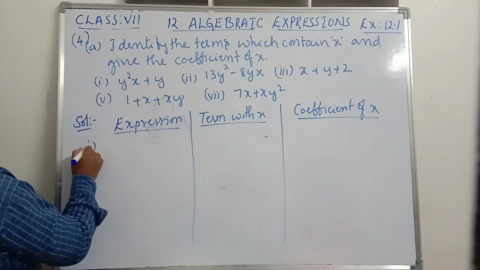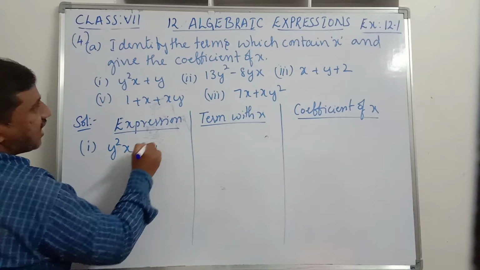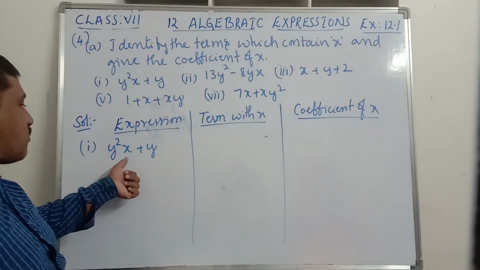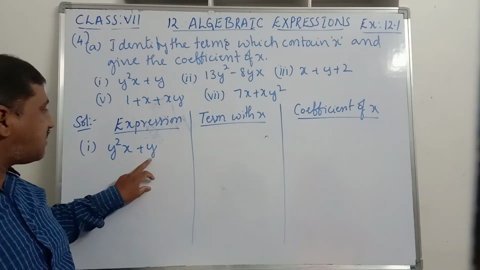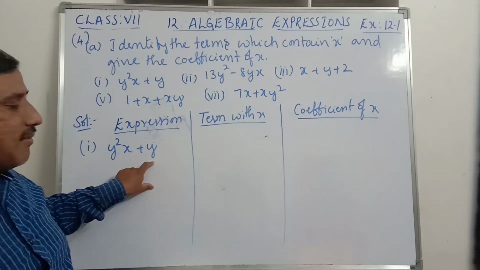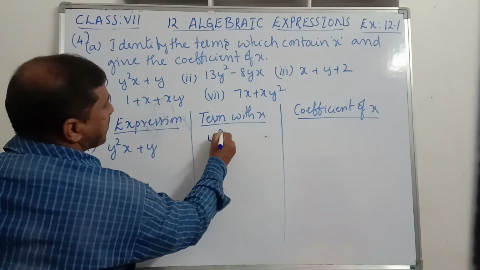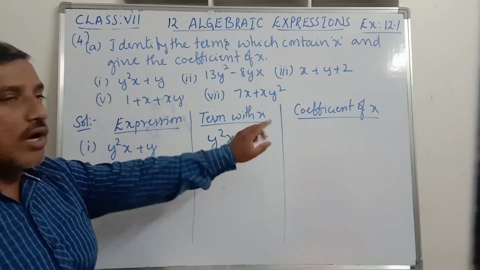The first question here, the expression is y square x plus y. Here two terms are there. y square x is one term and y is the second term, but the second term y does not have x as a variable. So only one term has x, that is y square x. Now what is the coefficient of x?